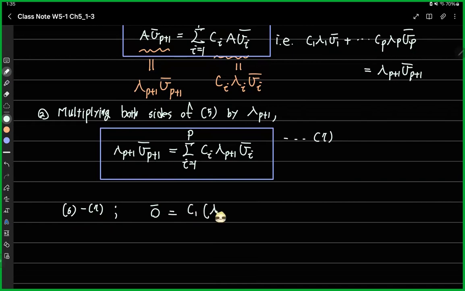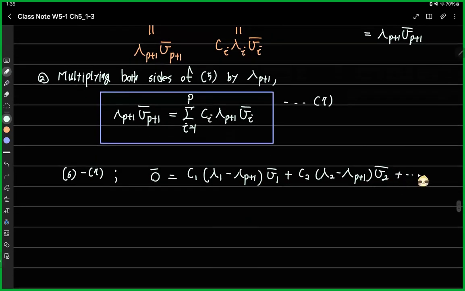C1 times lambda 1 minus lambda P plus 1, and then V1, plus C2 times lambda 2 minus lambda P plus 1, V2, through the what? CP, right? And then lambda P minus lambda P plus 1, and VP plus 1. VP, right? Okay. But you know what?